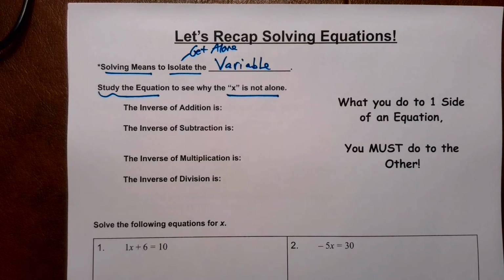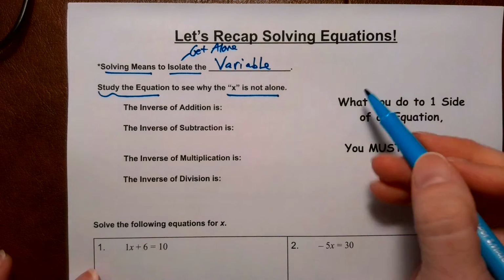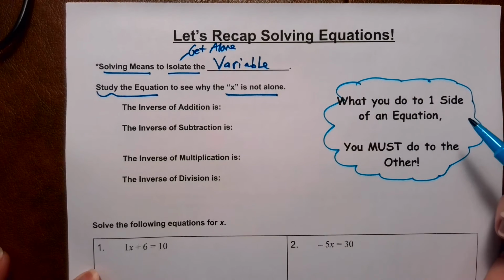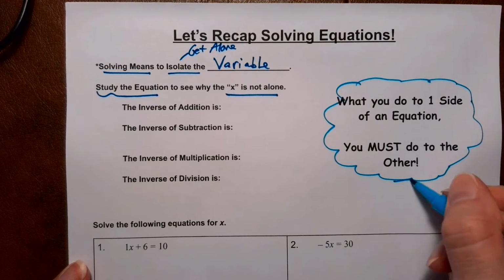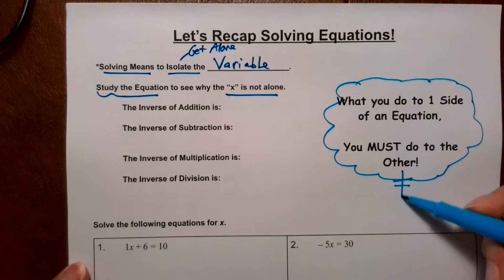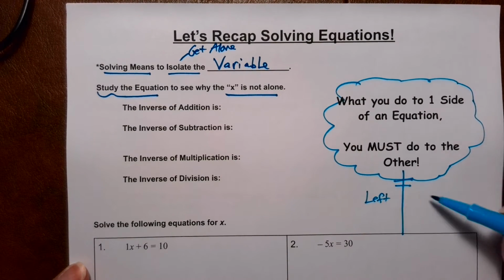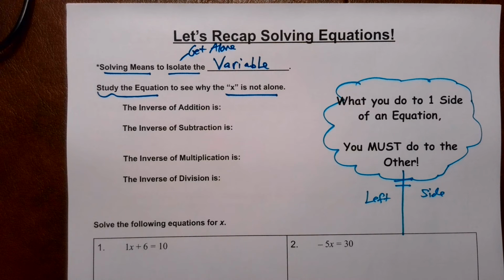All right, and something we have to remember: what we do to one side of the equation, we must do to the other. Whenever people saw the equal sign, they would draw a bar down it so that they could see, oh, this is clearly the left side, and this is the right side.